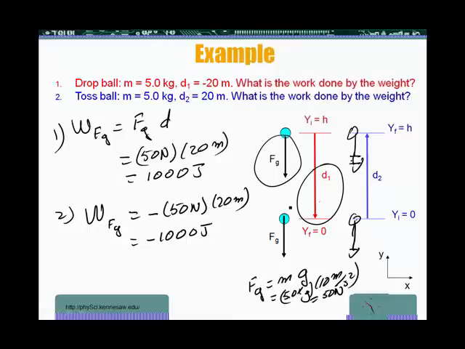So in the first case, the gravitational force added energy to the mass. This is the plus 1,000 joules. Now, in the second case, the gravitational force took away energy from the mass. That's why we have minus 1,000 joules. Okay? That's the main difference.